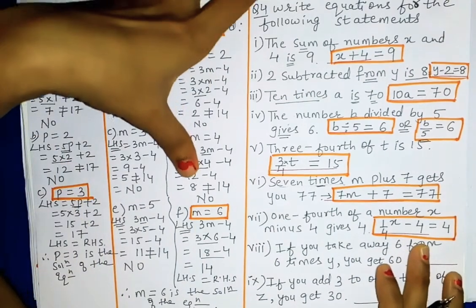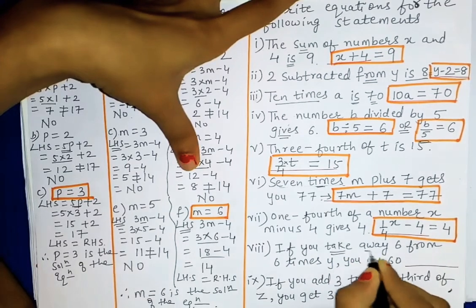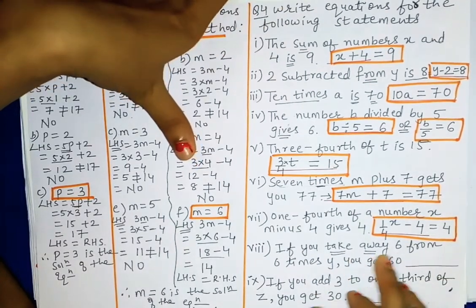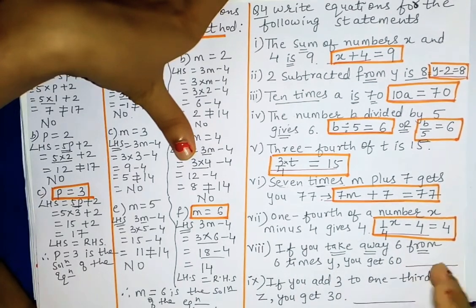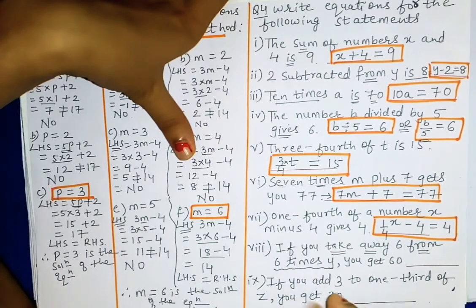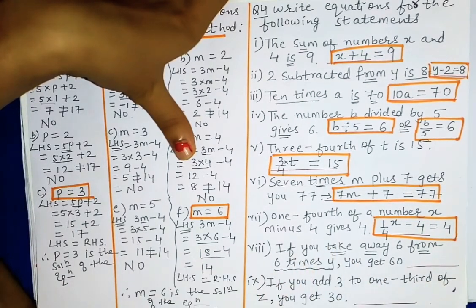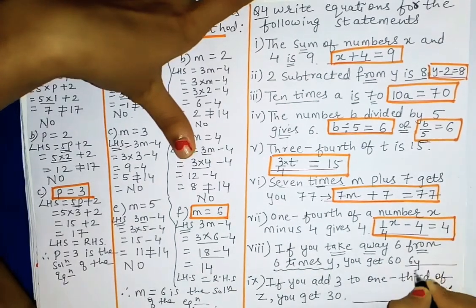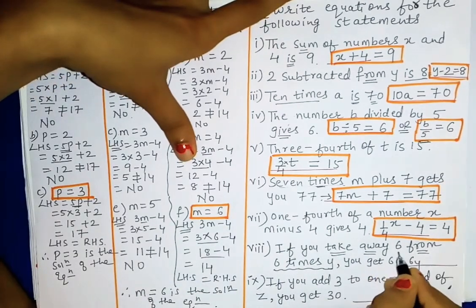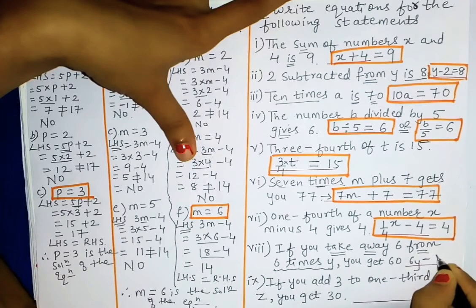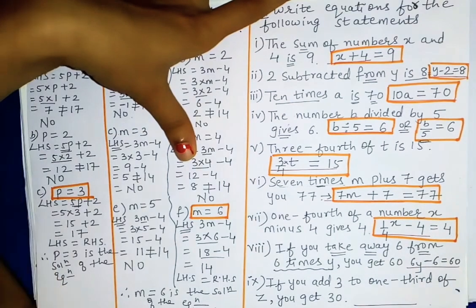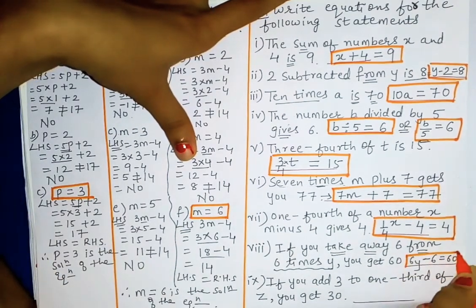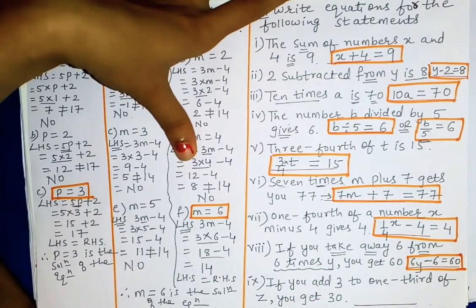Now the eighth one. If you take away, means again minus. So if you take away 6 from 6 times y. Whatever I told you, that whatever is given after from, के आगे जो भी दिया है, that should be written first. So 6 times y we will write first. 6 times y means 6y. Now you have to take away 6. Take away means minus 6. Then they are telling you get 60, so this is equal to 60. So you need to be careful with the words. So this is your equation for the eighth one.